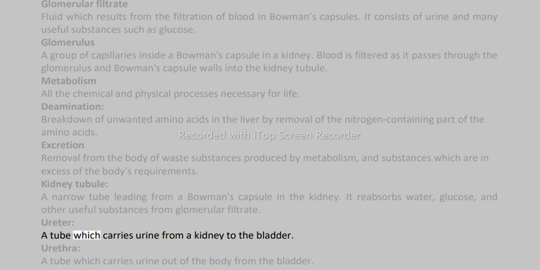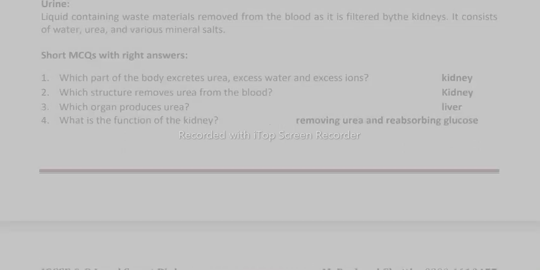Ureter, a tube which carries urine from a kidney to the bladder. Urethra, a tube which carries urine out of the body from the bladder. Urine, liquid containing waste materials removed from the blood as it is filtered by kidneys. It consists of water, urea, and various mineral salts.